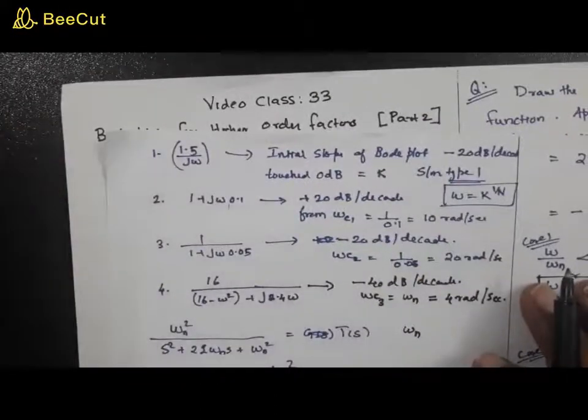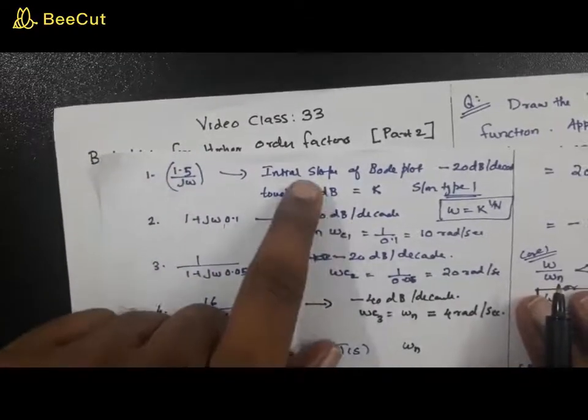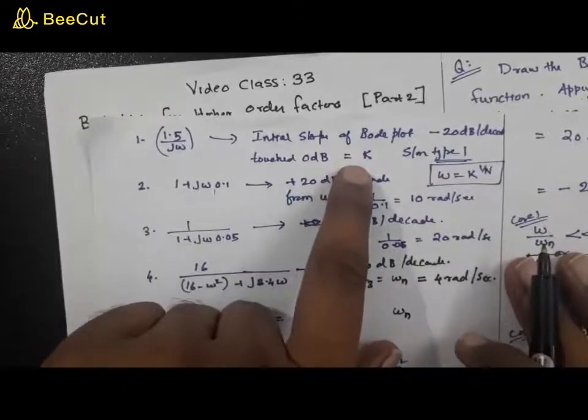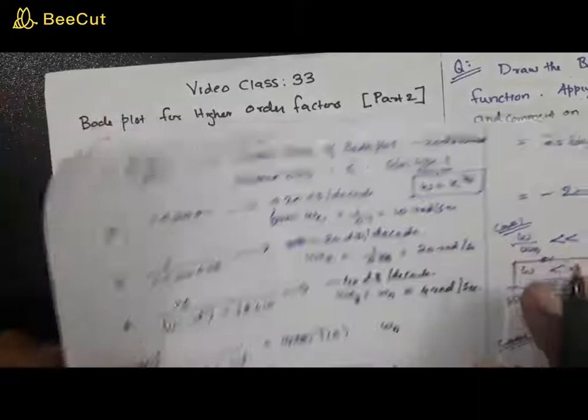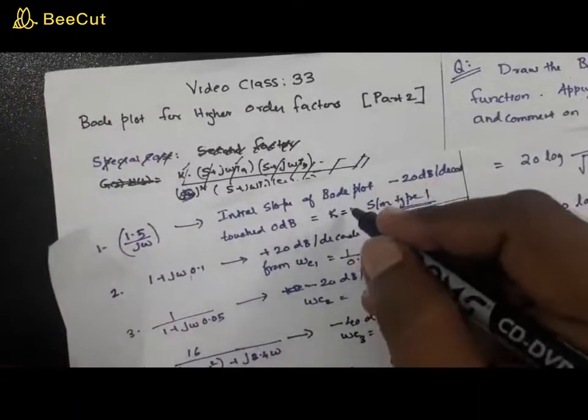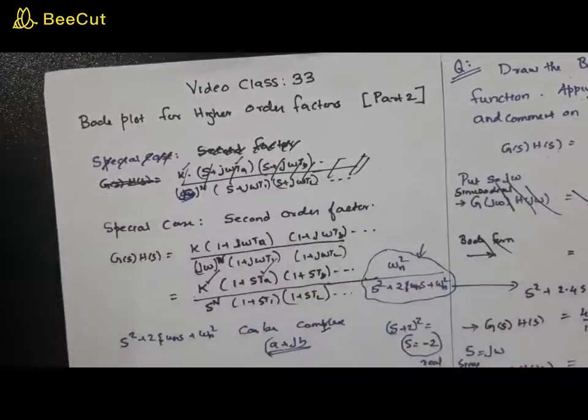Now let us come back to these terms. So you have 4 terms. One is 1.5 by j omega, which gives you an initial slope. That slope touches 0 dB at k, and what is that value of k? K is actually 1.5 in this example.